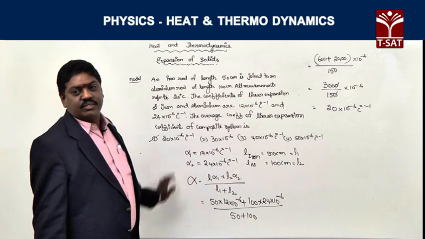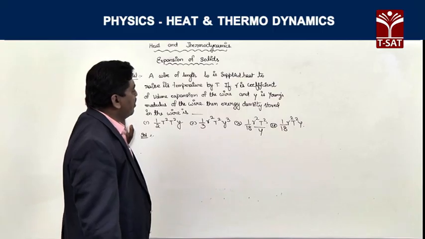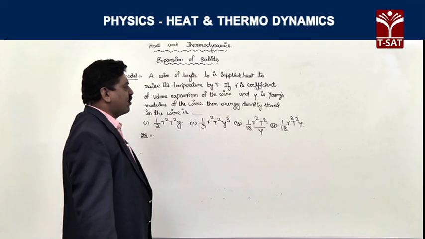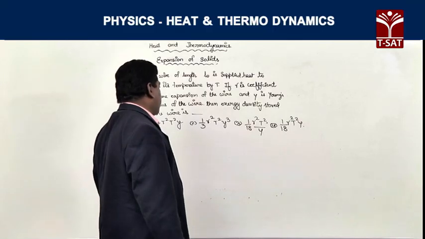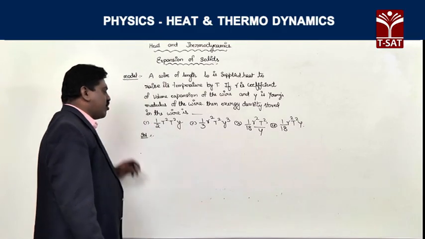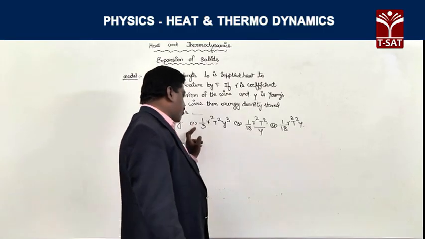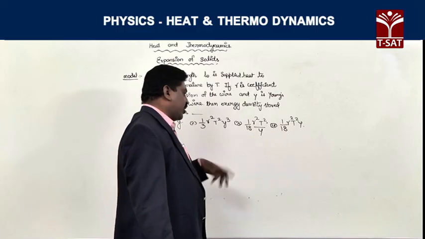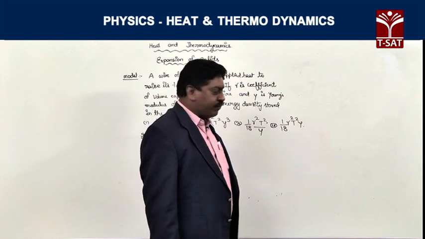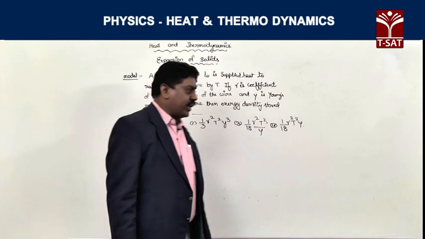A wire of length L0 is supplied heat to raise its temperature by T. If gamma is the coefficient of volume expansion of the wire and Y is Young's modulus of the wire, then the energy density stored in the wire is, we are given the options as: half gamma square T square Y; second, 1 by 3 gamma square T square Y cube; third, 1 by 18 gamma square T square by Y; and the fourth option is 1 by 18 gamma square T square Y.